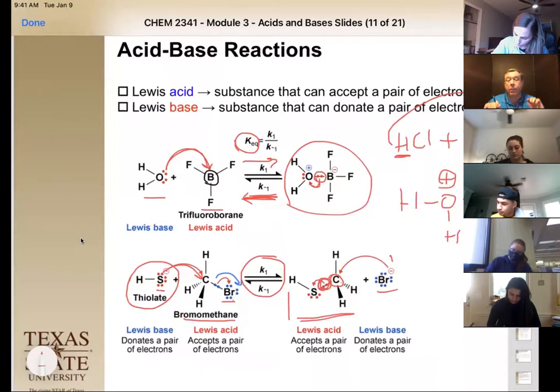Okay, so really start looking for these concepts of lone pairs as bases and electron deficient atoms. Try to figure out which one is the most electron deficient atom. And you might even just use bond polarity to help you find that.